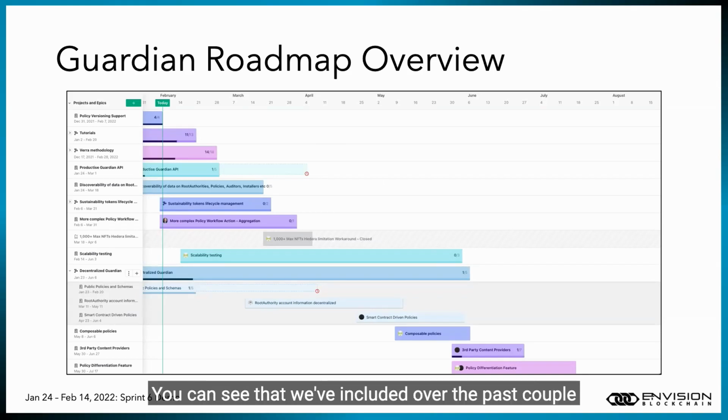You can see that we've included over the past couple of weeks the use of projects, which is a way where you can take multiple epics that also contain the user stories and group them together. So as you could see, we took the screenshot a couple days ago, but we should be completing the tutorials. As you'll see, that's some of the items that is completed. We're going to be completing the Vera methodology, which is another policy that we're going to be putting on demo towards the end of February.